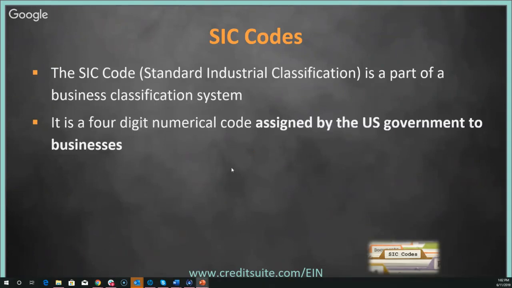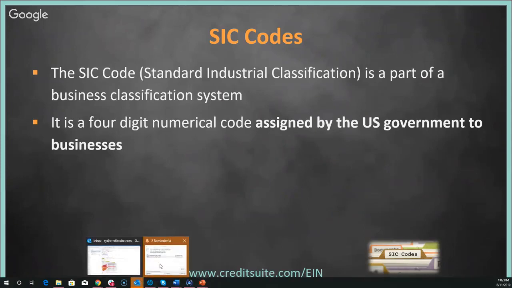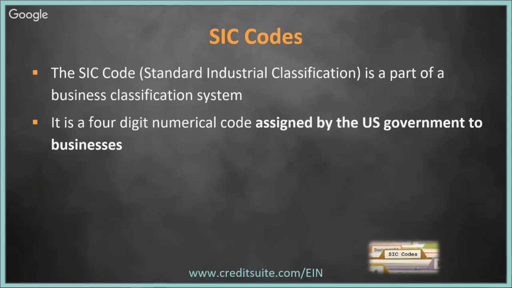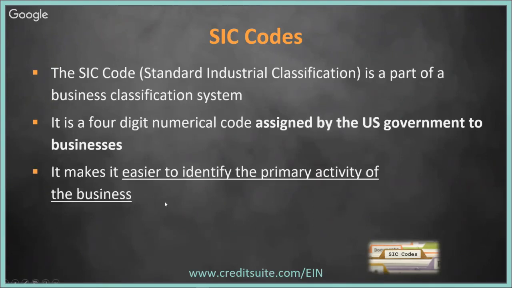Now, it's a 4-digit numerical code that's assigned by the U.S. government to businesses. So it makes it easier to identify the primary activity of the business. And that's really what SIC codes were designed for.